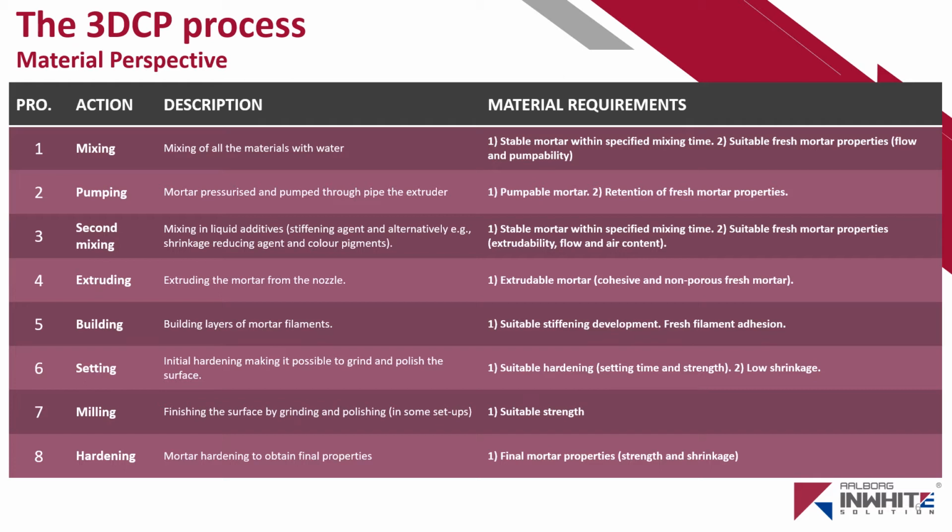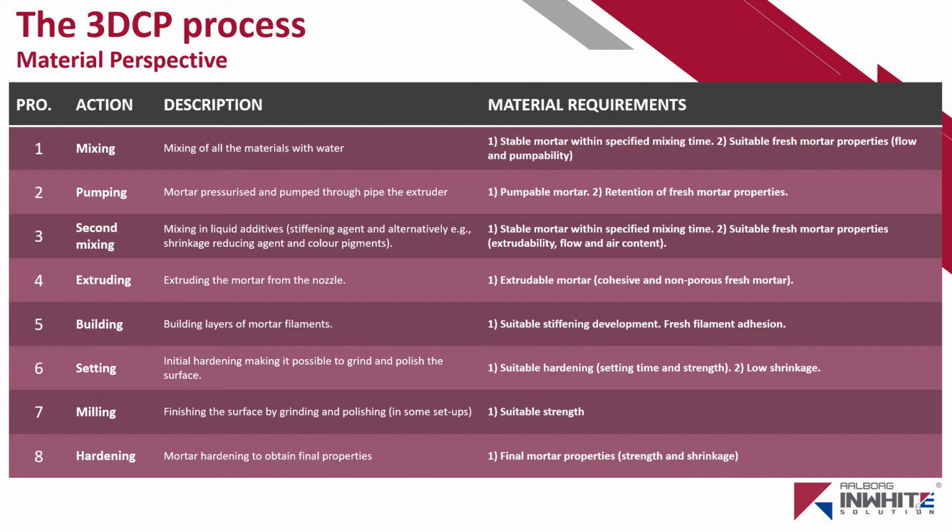I invite you to pause the video and read each step in material requirements. In summary, we need a robust, non-segregating pumpable mix during steps 1 and 2. Then, the mix is activated with admixtures to make it extrudable and buildable. Processes 4 and 5 need a mix with a controlled setting, where the filaments have a good bonding and each layer can withstand the next layer on top.